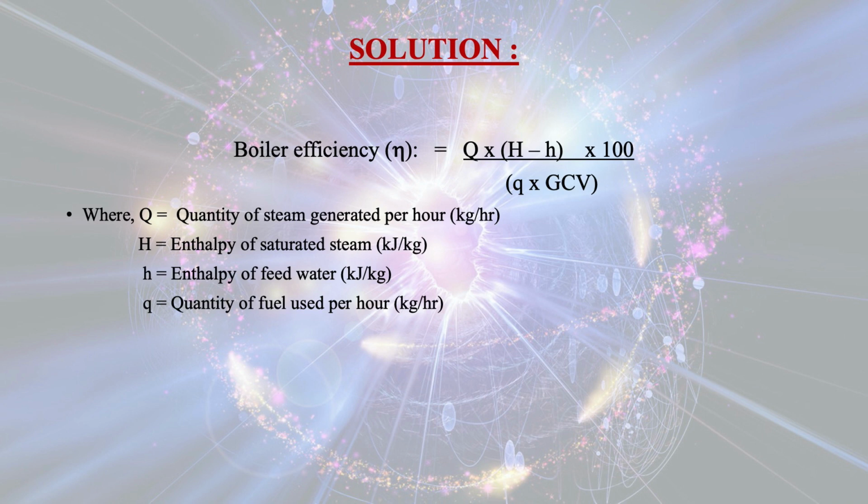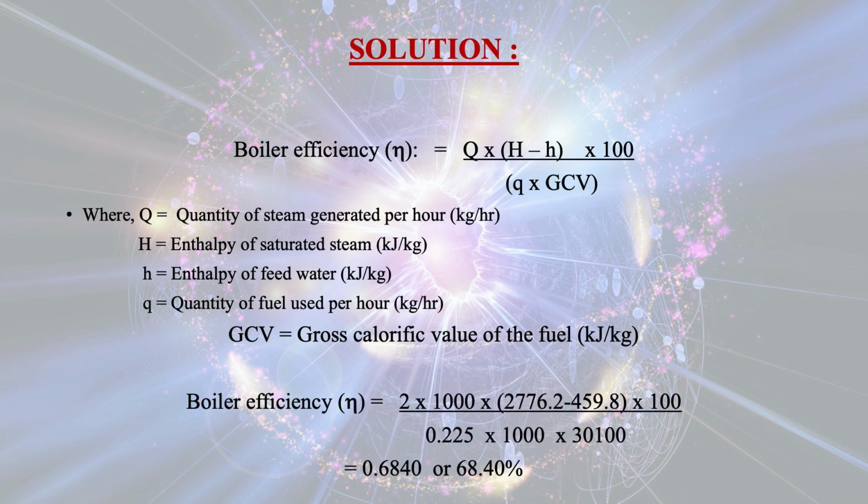In this case, Q is the quantity of steam generated per hour, kg per hour, and capital H is the enthalpy of saturated steam, kilojoule per kg, and small h is the enthalpy of feed water, kilojoule per kg. Small q is the quantity of fuel used per hour, that is kg per hour, and GCV is the gross calorific value of the fuel, that unit is kilojoule per kg.